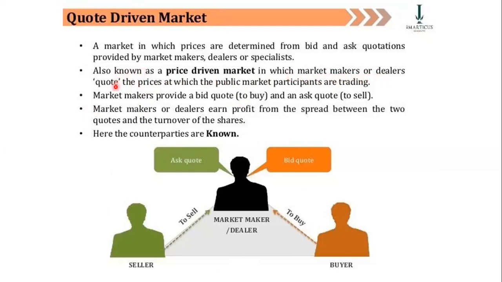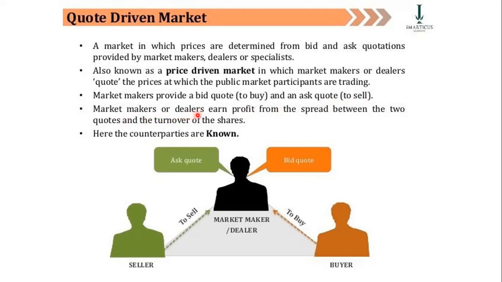Market makers or dealers quote the prices at which the public market participants are trading. And here, when you see this picture, neither seller nor buyer discloses the price. On behalf of them, the market maker or the broker will quote the price. So this is the selling price, this is the buying price. The market makers provide a bid quote at the time of purchase of a stock, and an ask quote at the time of sale of the stocks.